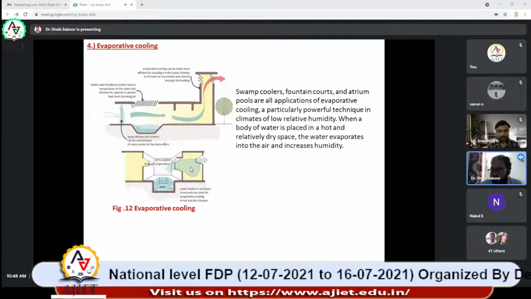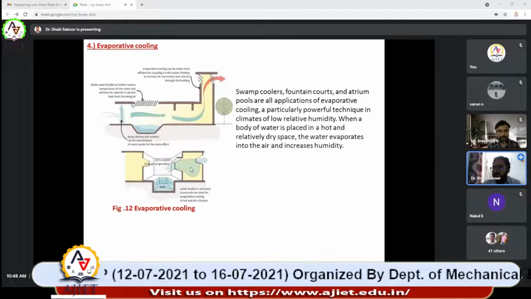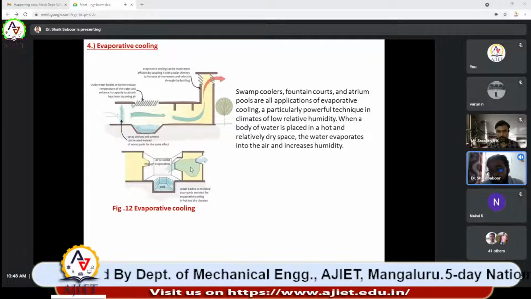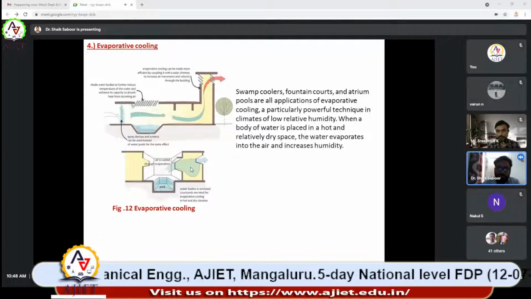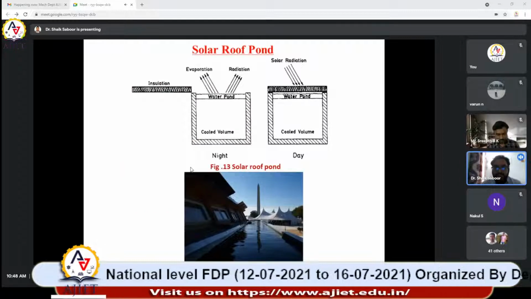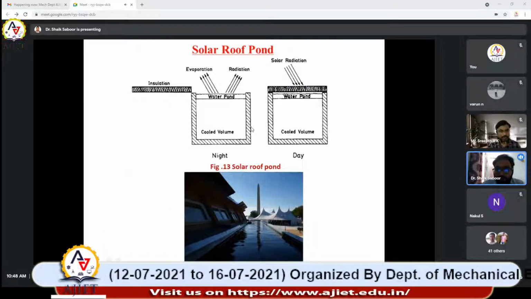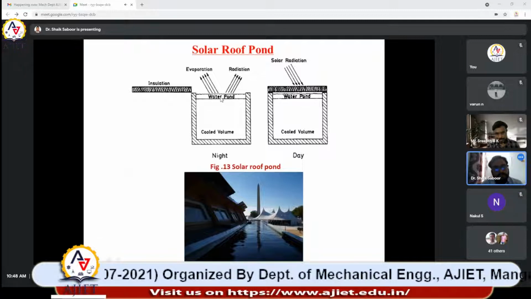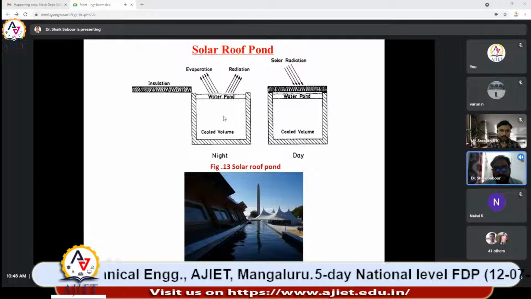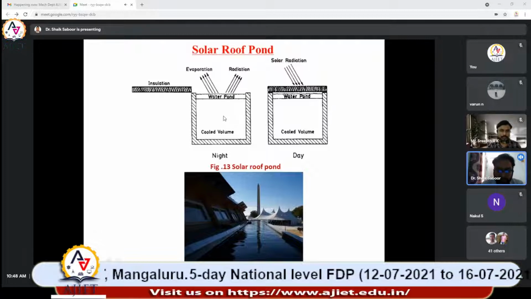Because the temperature of the water in the swimming pool is colder than the atmospheric temperature because of the evaporation process. Evaporation is taking place there. So we also have solar roof pond techniques, where we can have a water pond over the terrace, or we can say the roof. This can be used for both cooling and heating of the buildings together.